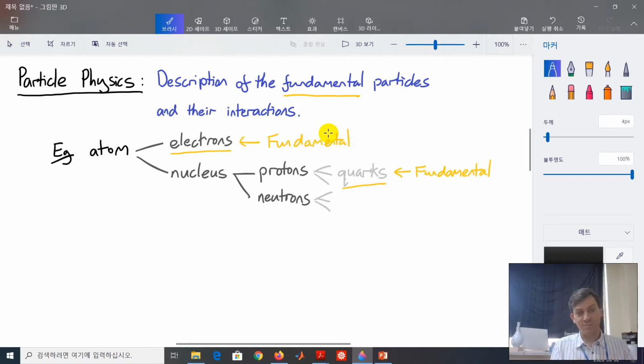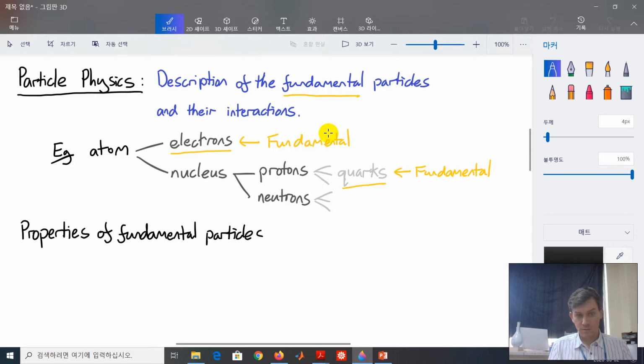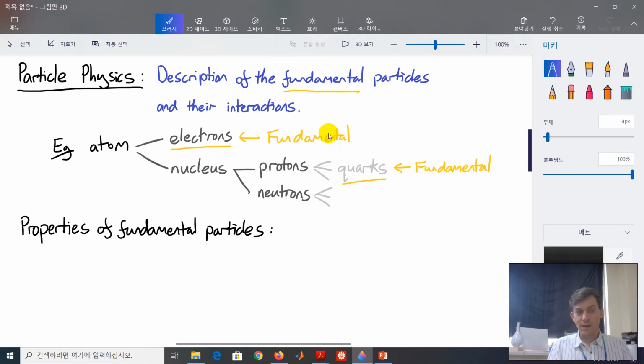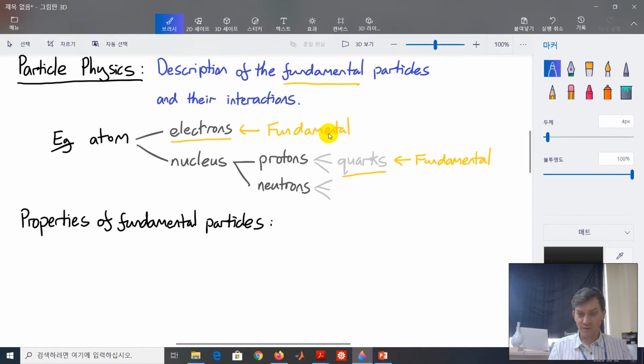Right, so that defines what a fundamental particle is, and because I haven't talked about quarks yet, in this lecture I'm going to focus on the case of the electrons, and I want to ask what kind of properties these fundamental particles have. We've already seen two of the fundamental properties I want to talk about. First of all, they all have a well-defined mass.